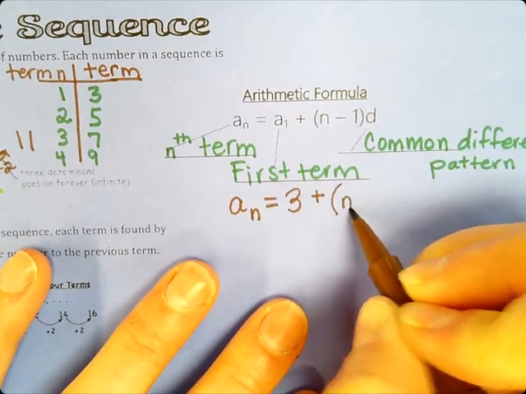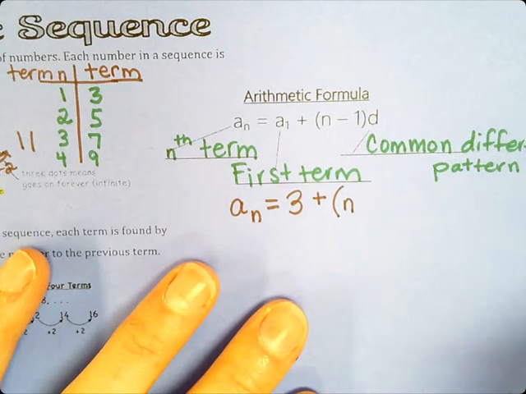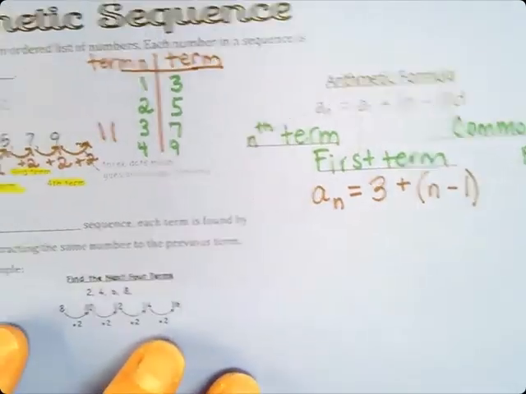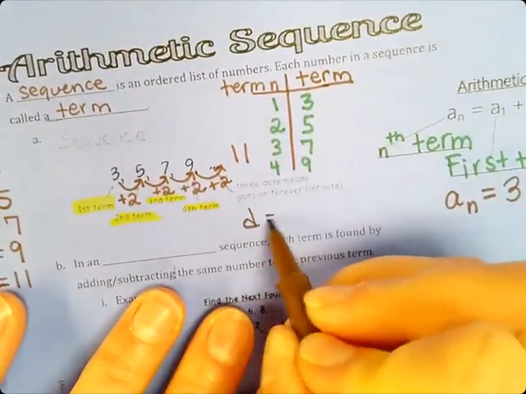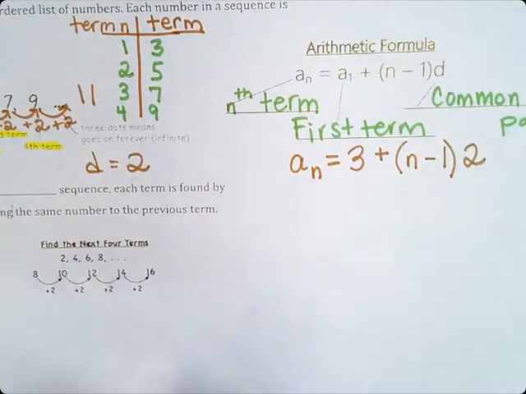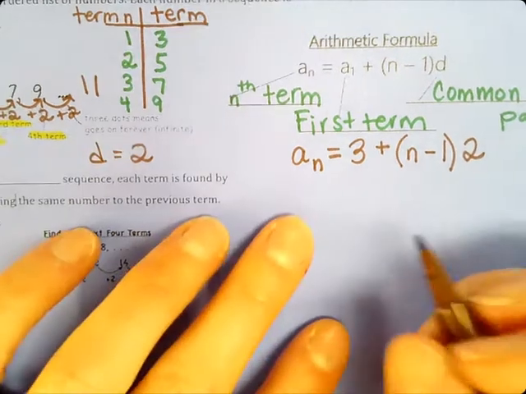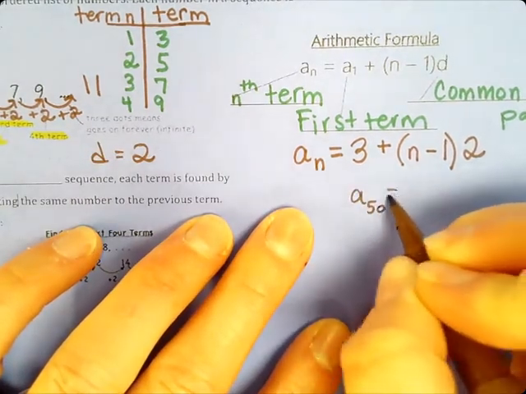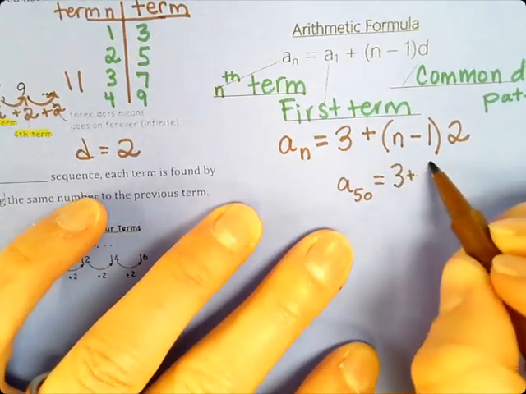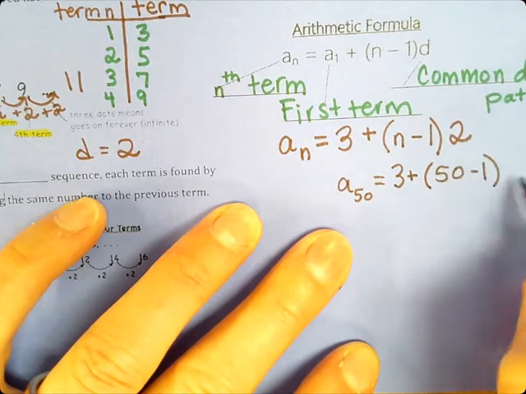N minus 1, that's like my x value. D, what's my common difference or pattern on this one? 2. So I'm going to put over here D equals 2. That's what the pattern is. So for that N, why don't we do the number that we want to find out, like 50? So yeah, we can plug in. So let's do A50 equals 3 plus 50 minus 1 times 2.